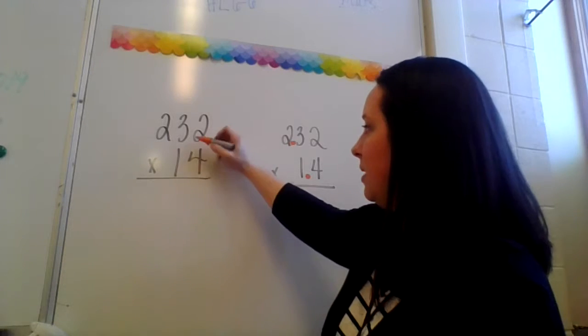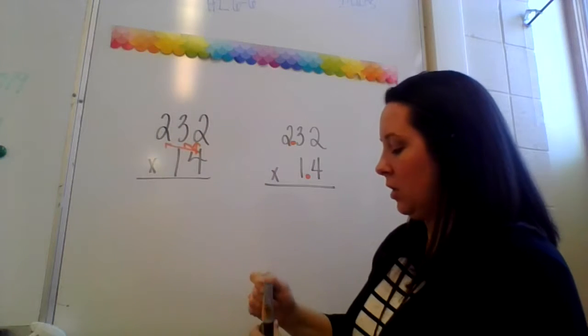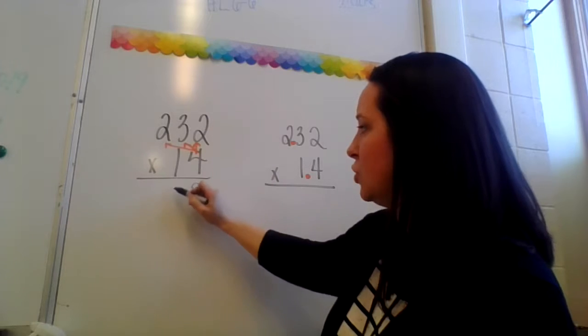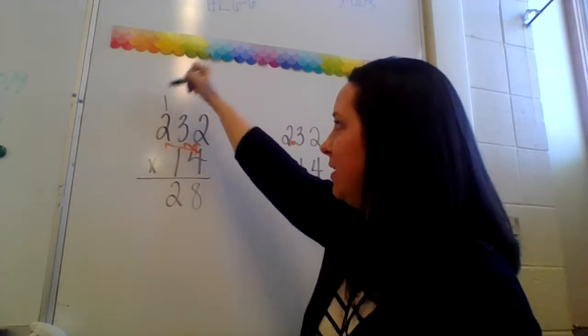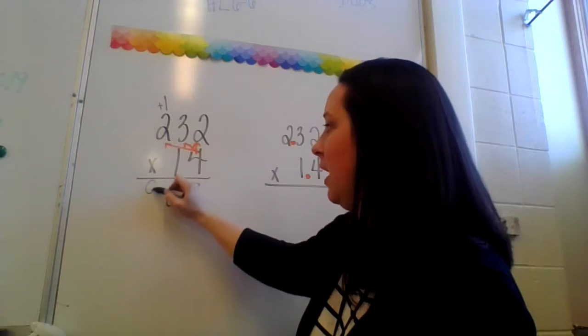So what I'm going to do is multiply the 4 times all of these digits up here. So 4 times 2 is 8. 4 times 3 is 12. I put down the 2 and carry the 1. And 4 times 2 is 8 plus 1 more gives me 9.